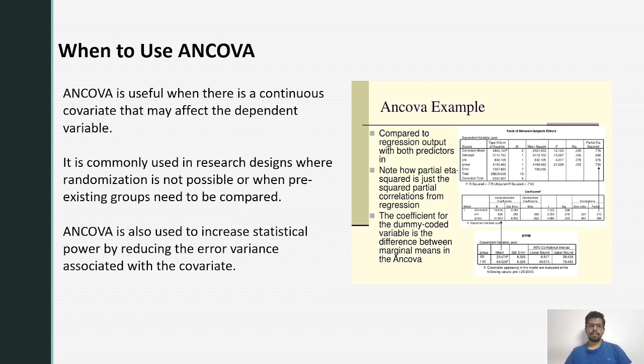When to use ANCOVA? ANCOVA is useful when there is a continuous covariate that may affect the dependent variable. It is commonly used in research designs where randomization is not possible or when pre-existing groups need to be compared. ANCOVA is also used to increase statistical power by reducing the error variance associated with the covariate.